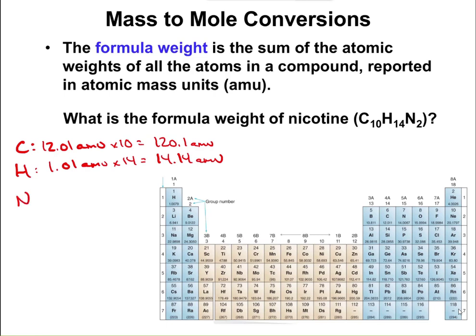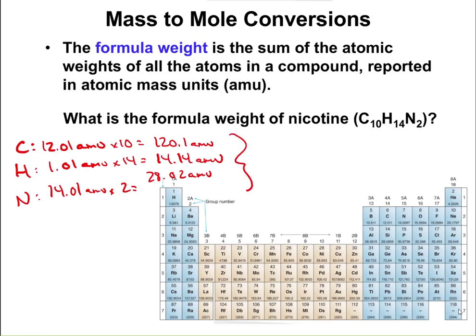And then finally, nitrogen is going to be 14.01 AMUs. And we only have 2 of those, so that's going to add up to 28.02 AMUs.